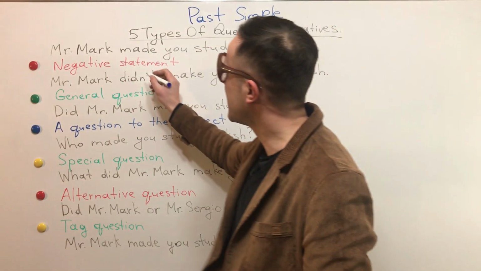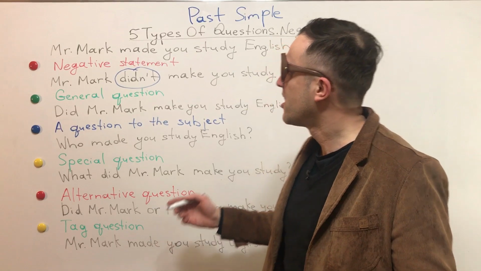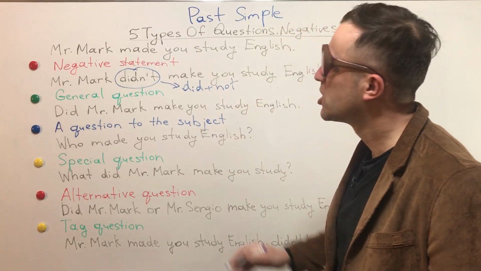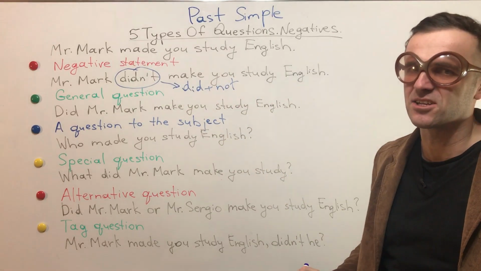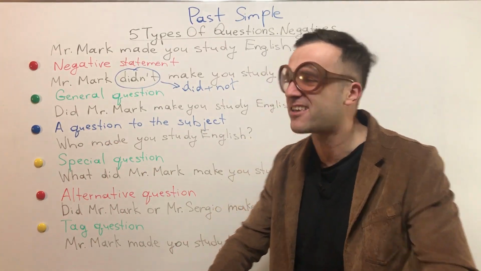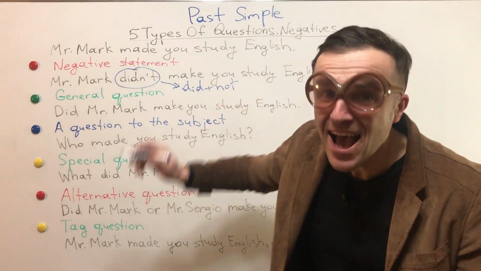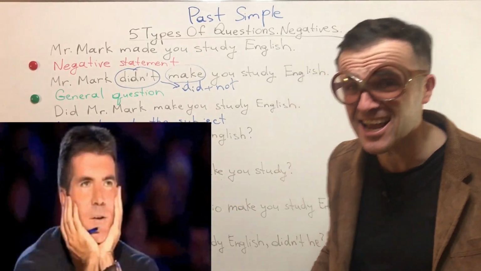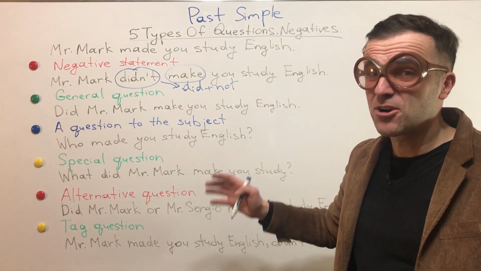So didn't is the blending, the contraction form of did plus not. So you can say Mr. Mark did not make you study English or Mr. Mark didn't make you study English. Okay? So don't forget that after didn't, did took already the past tense from made. And now we have a bare infinitive like make, not made, but make. Can you understand? Okay.